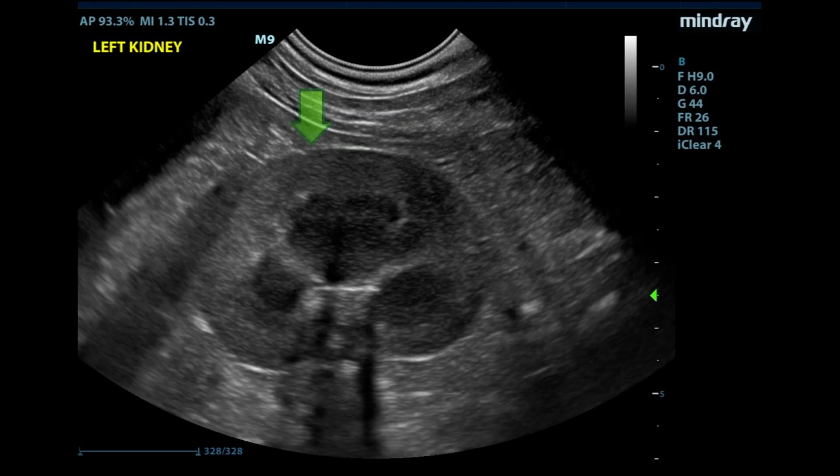The renal capsule is a smooth, thin, hyperechoic line on ultrasound. The renal cortex is the outermost layer of the kidney and contains the fibrous capsule of the renal corpuscles, collecting tubules, capillary beds, and the proximal and distal renal tubules.